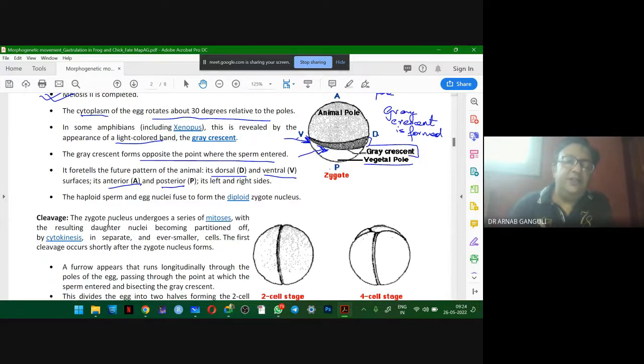So the haploid sperm and egg nuclei fuse. Already the nucleus has been injected inside, but they have not fused like in fertilization. And it forms the diploid zygote nucleus.